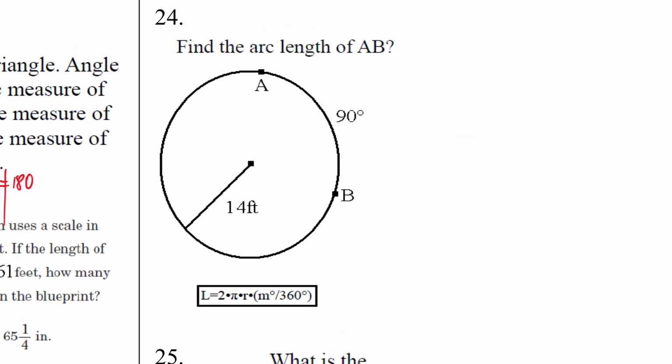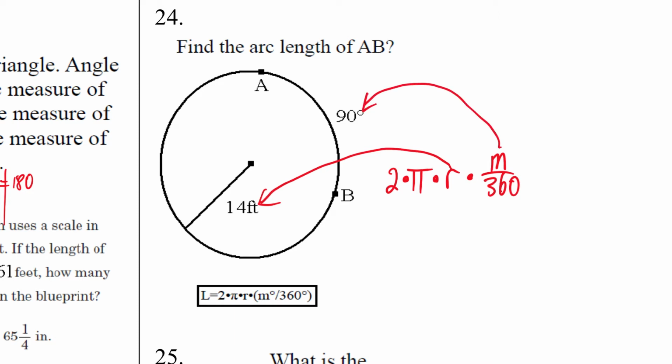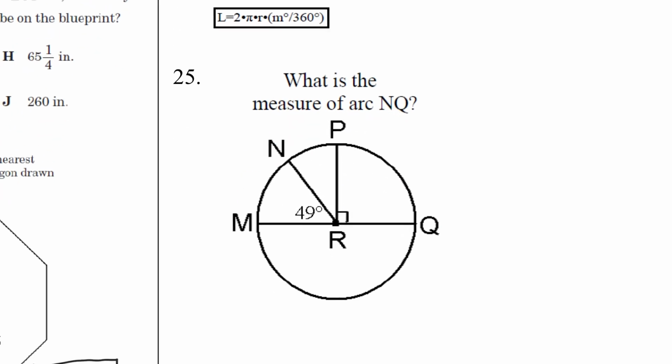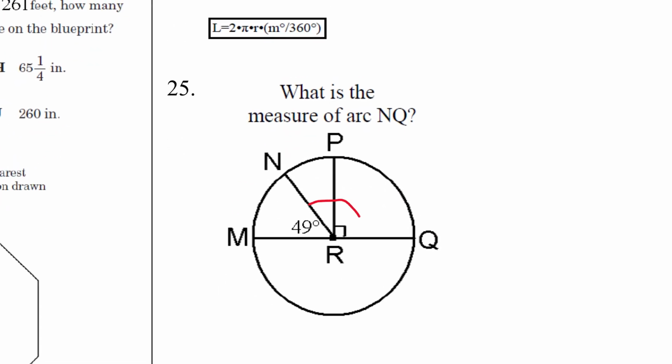Okay, on number 24, the formula is 2 pi r times m over 360. The r is 14, the m is 90. Okay, on number 25, it says find the measurement of arc in Q, which is right here. So it's half of the circle, but without this 49 degrees. So you're just going to do 180 minus 49 on that one.